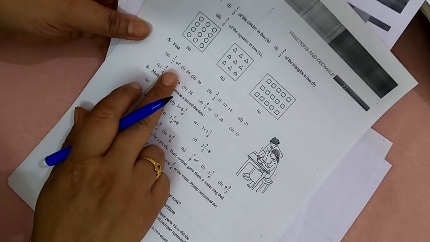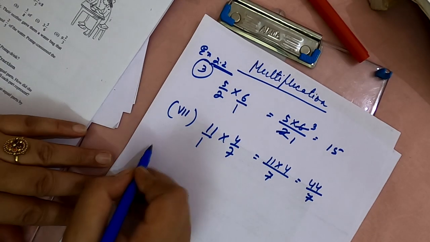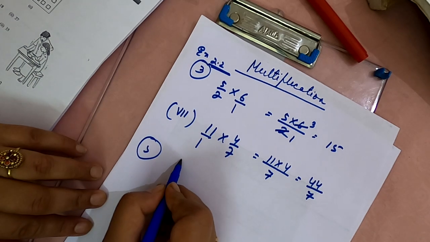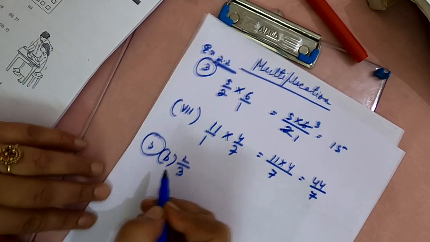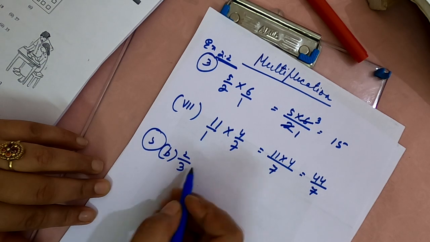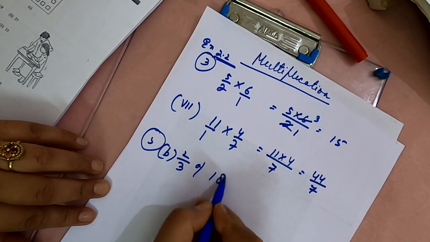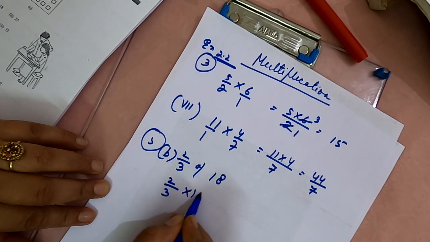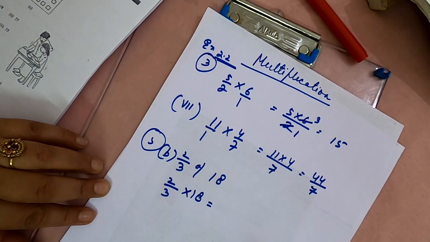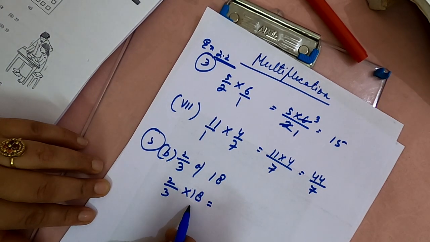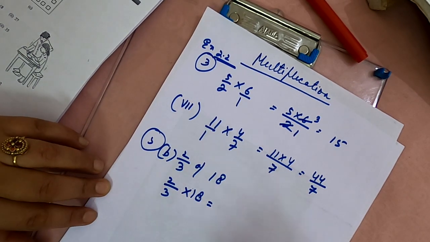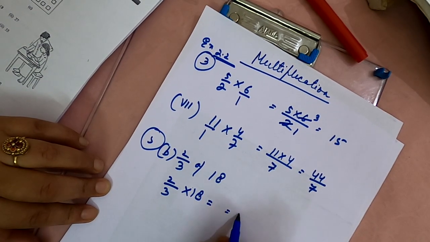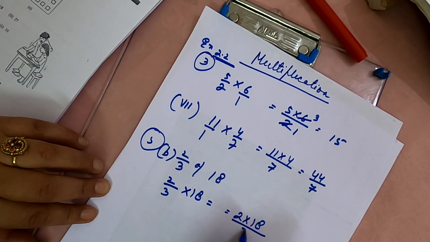Now let us see question number 5. Here they are saying, this is the B part of question number 5, 2 upon 3 of 18. Clear? Of means multiplication. That means 2 upon 3 multiplied by 18. So here again you know how to multiply them. It does not have any denominator. You can keep it 1. You may not keep it 1, it's okay. So 2 multiplied by 18, it will give you 2 into 18 upon 3.